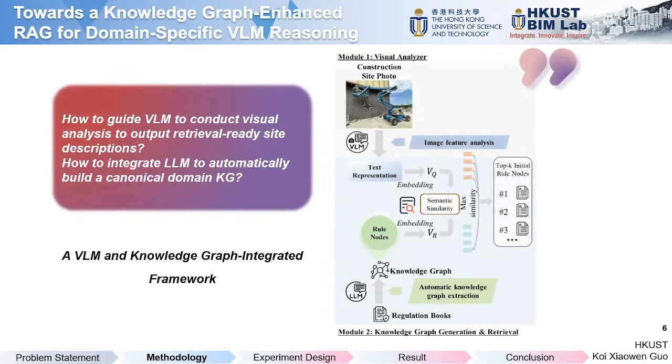For our method, we have two modules. First, the visual analysis module transfers the site photo into a text description. Then we have the knowledge graph generator and the retrieval module to do the rule retrieval and mapping to the corresponding site photo.